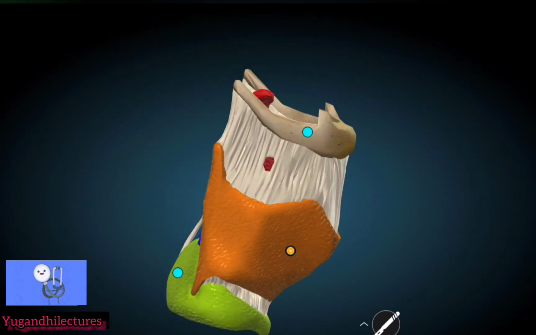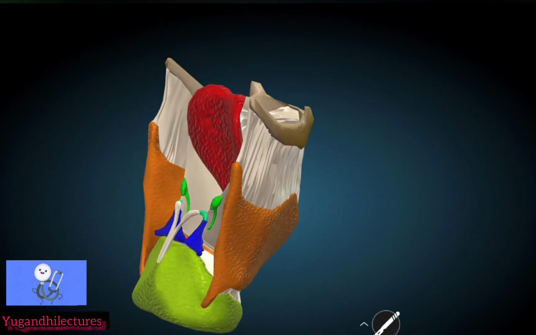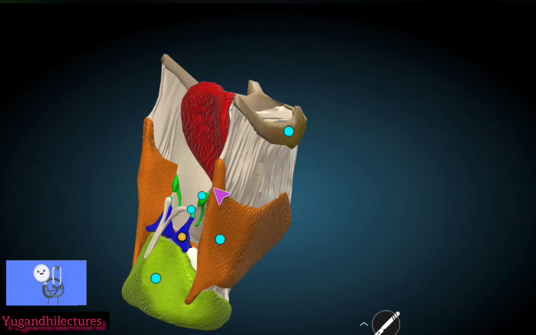Again, coming to the posterior border. What about the superior cornu and inferior cornu, where are they attached? I'll mention that. So see, this is the superior cornu. It is attached to the hyoid bone.